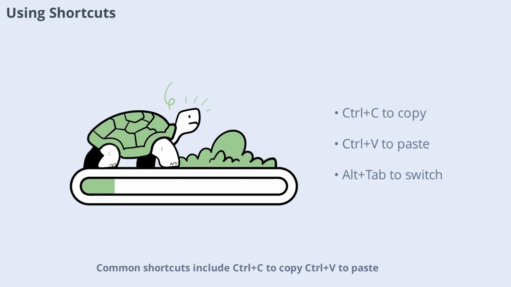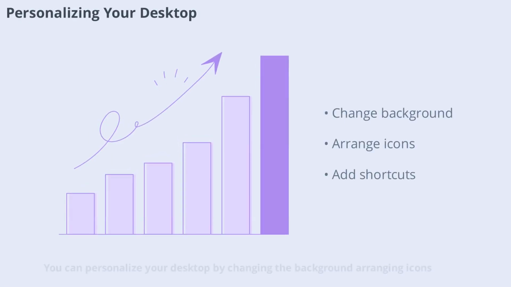Common shortcuts include Ctrl+C to copy, Ctrl+V to paste, and Alt+Tab to switch windows. Learning shortcuts saves time and makes your computer experience smoother and more efficient. You can personalize your desktop by changing the background, arranging icons, and adding shortcuts to your favorite programs.